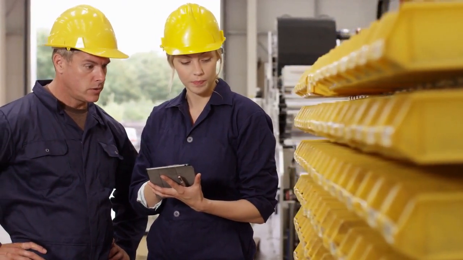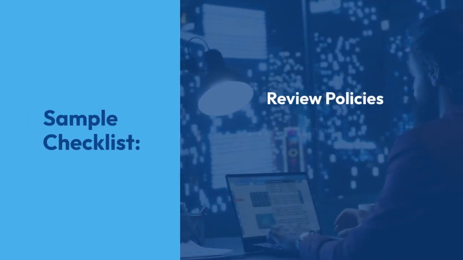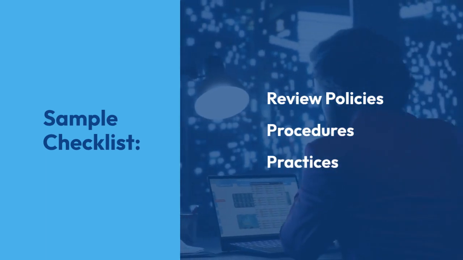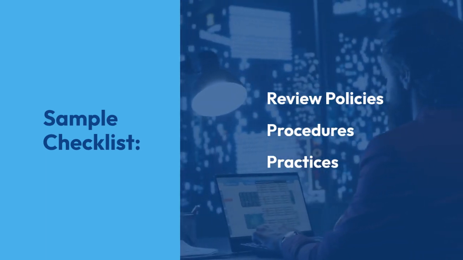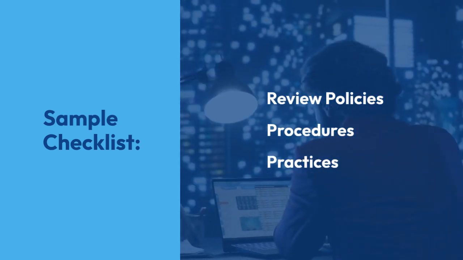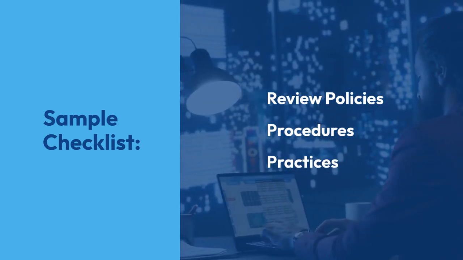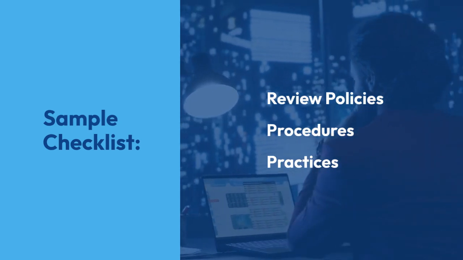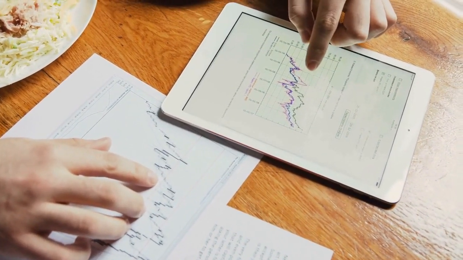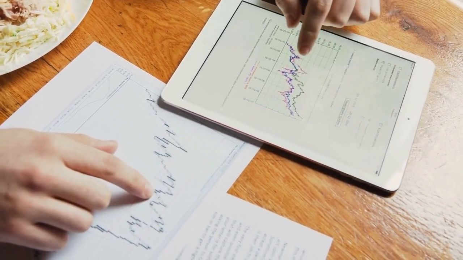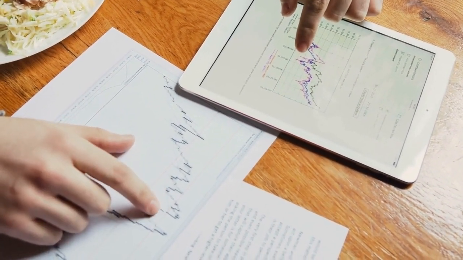technical vulnerabilities. Sample checklist. Review policies, procedures, and practices. The first step in managing technical vulnerabilities is to review the organization's policies, procedures, and practices associated with the management of technical vulnerabilities. This review should focus on identifying any gaps or weaknesses in the current processes and identifying areas where improvements can be made.